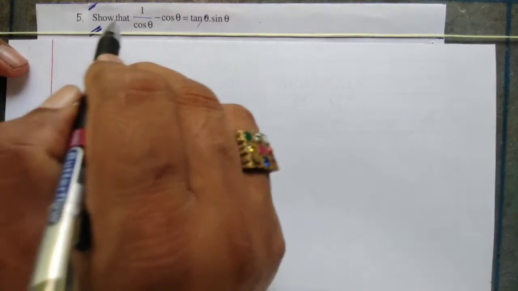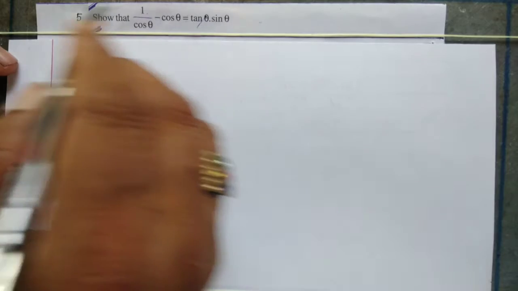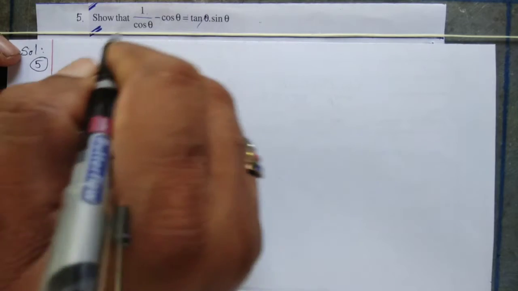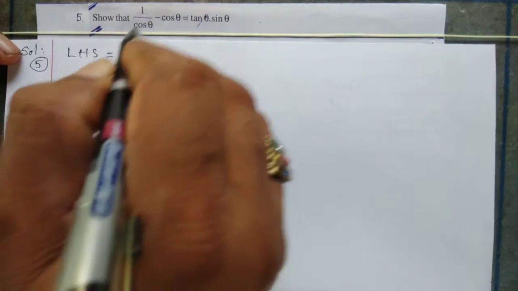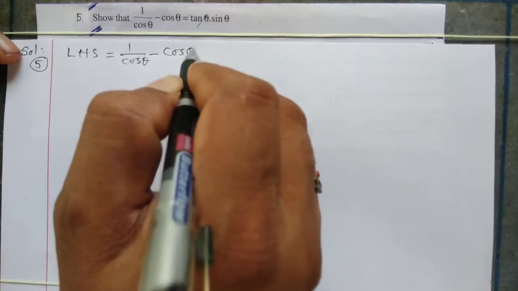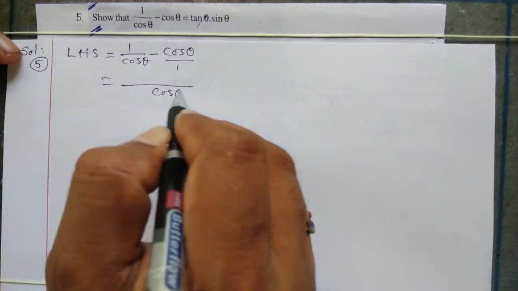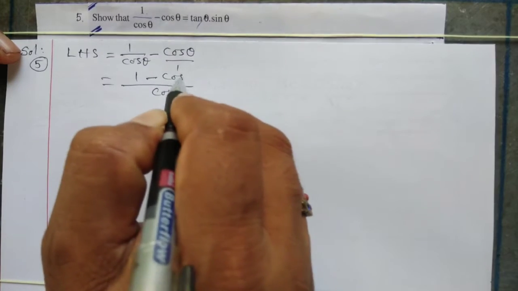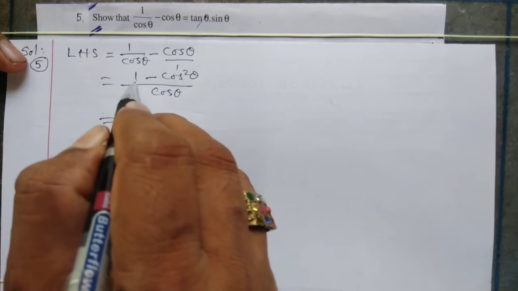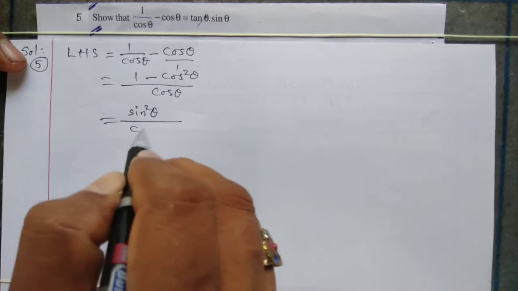Question number 5. Show that 1 by cos theta minus cos theta is equal to tan theta sin theta. Solution for fifth problem. LHS, here 1 by cos theta minus cos theta. Taking LCM of this, cos theta is the LCM, 1 minus cos square theta by cos theta, that is sin square theta by cos theta.